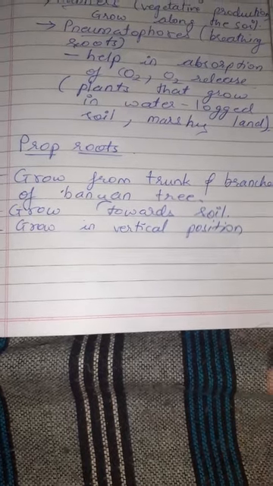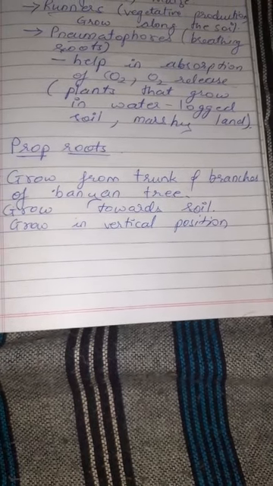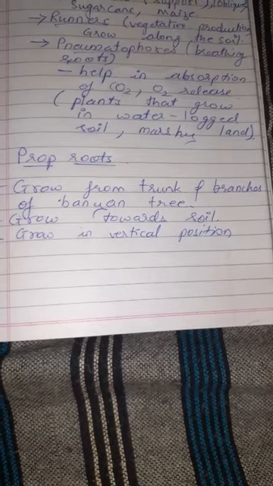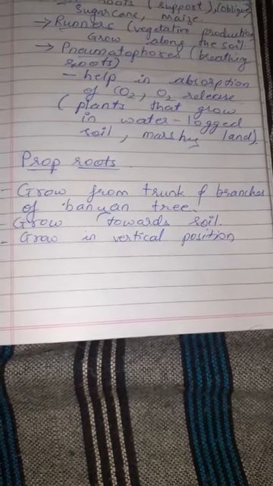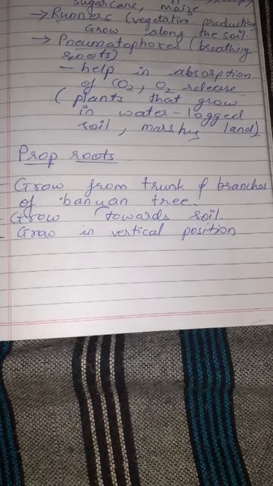Why do they grow like this? Just to give extra support to the tree. And prop roots usually start growing towards the soil after the tree is completely grown and has been living for many years.